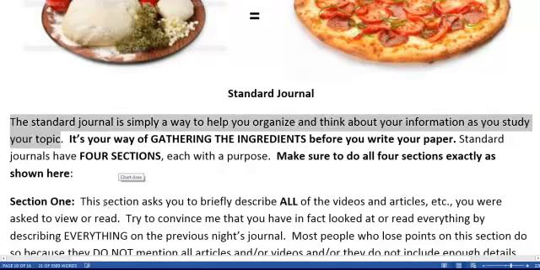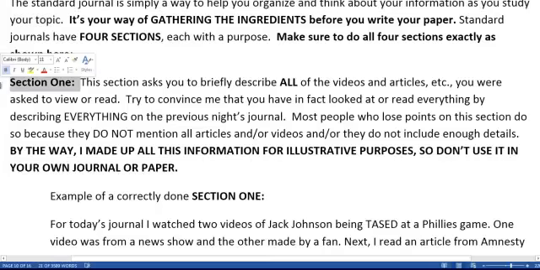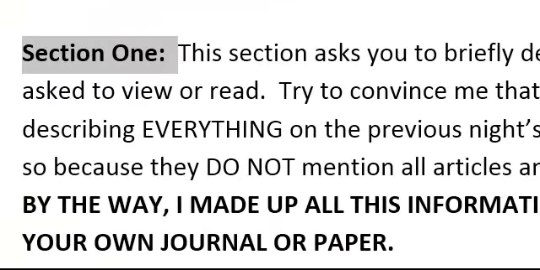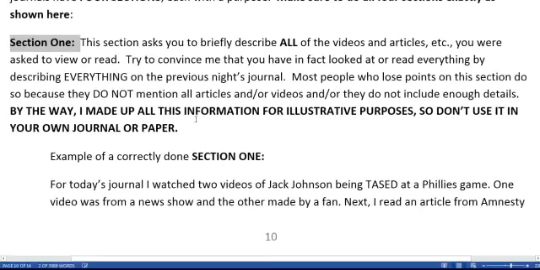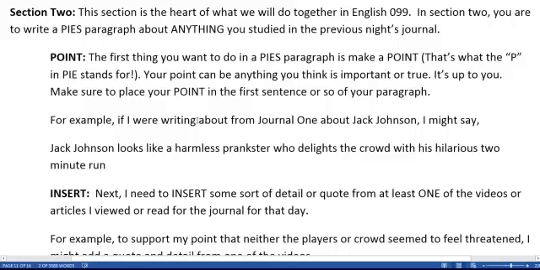Okay, the journals I have them write have 4 sections. The first section, I simply ask them to quickly summarize and mention each of the videos or articles I ask them to look at. I just want to know that they've at least opened up the article, at least glanced through it, at least watched a little bit of it, enough to, in a sentence or two, describe it. That's section 1. Just briefly describe each video and article I've asked you to look at.